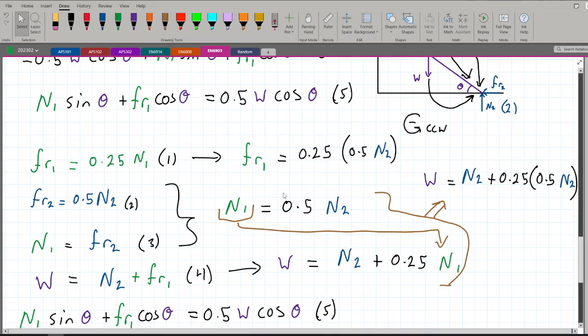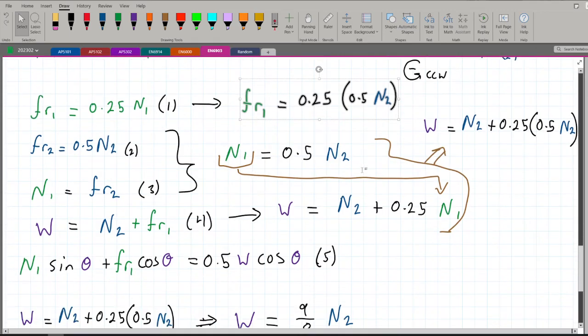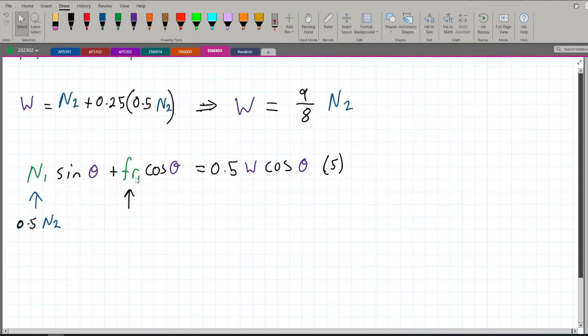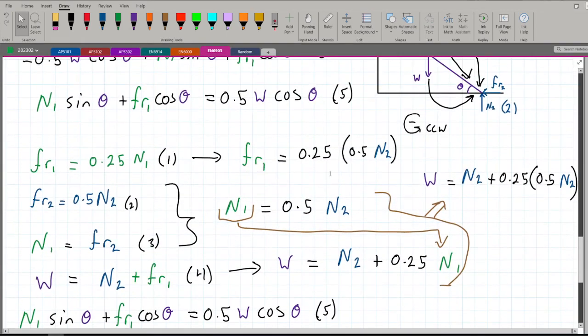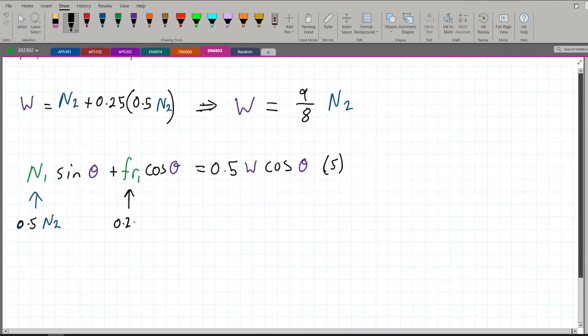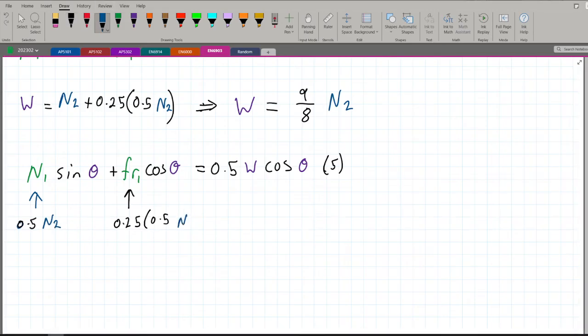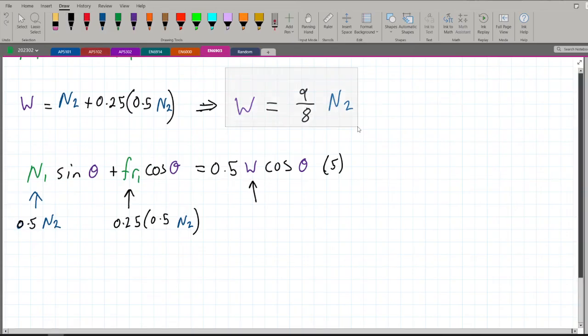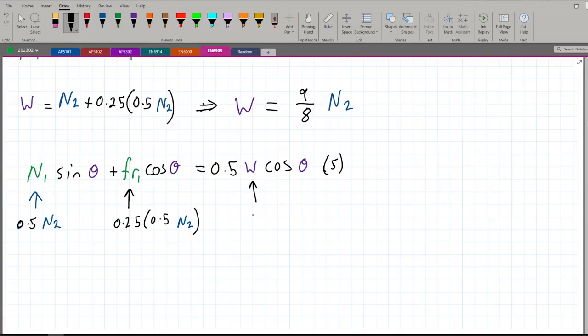Again, all I did was I plugged this value in for N1. This whole value now we can use again to plug into FR1 at the bottom here. So FR1 is going to be 0.25 times 0.5 N2. Okay. And for W, we are also going to do the same substitution. Now we have W is 9 over 8 N2. So we're just going to put 9 over 8 N2.